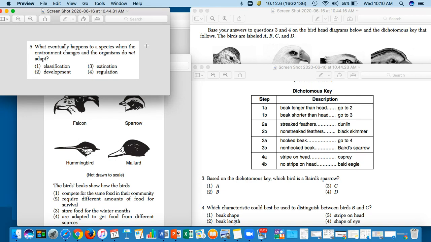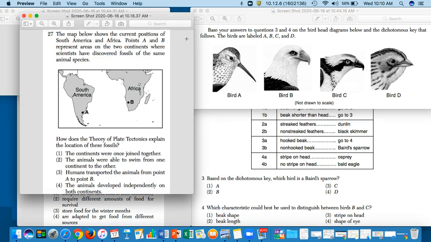Okay, number five. What eventually happens to a species when the environment changes and the organisms do not adapt? Oh, you guys should know this one. Okay, and last one, 27. The map shown below. Oh, nope, this is for seventh grade. But we can go over it. It's still the eighth grade exam.